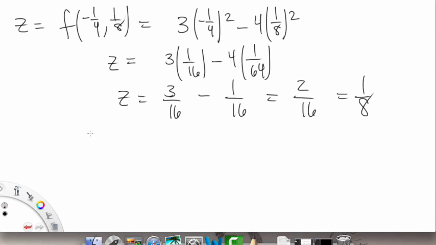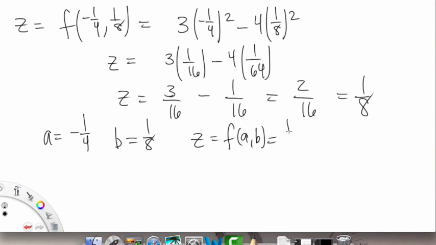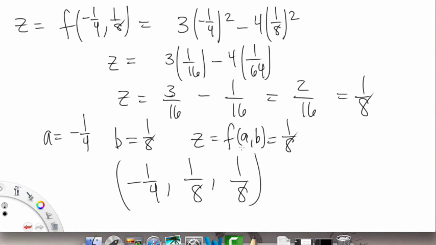All right, so we have that a is equal to negative 1 over 4, b is equal to 1 over 8, and c, or our z coordinate, also known as f of (a, b), is equal to also a positive 1 over 8. So that will be the final answer. This is our point: negative 1 over 4, positive 1 over 8, and positive 1 over 8.